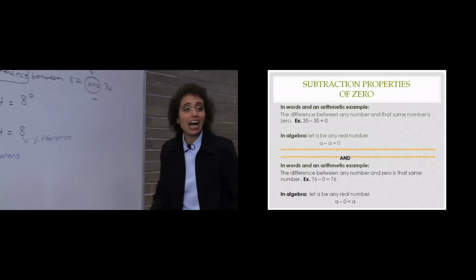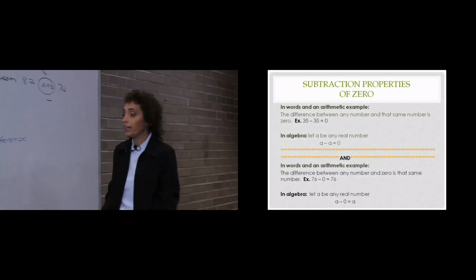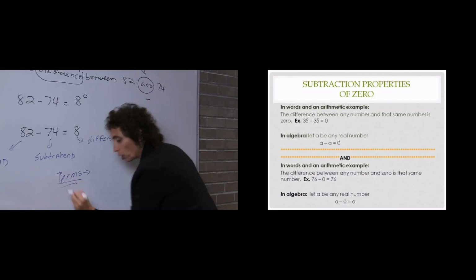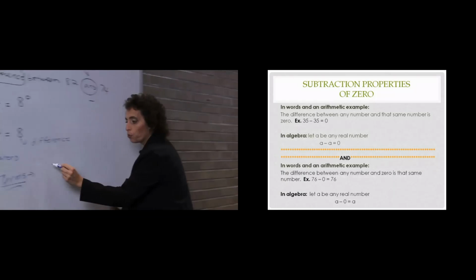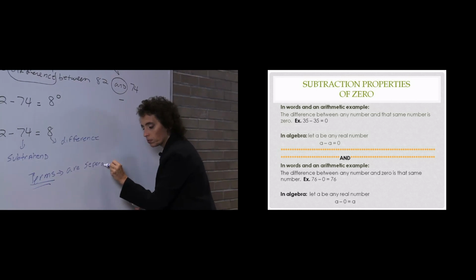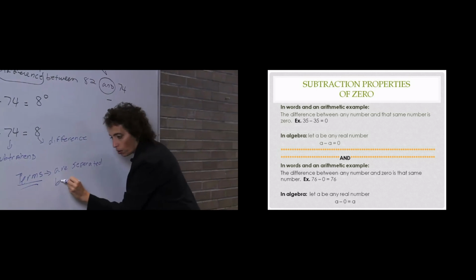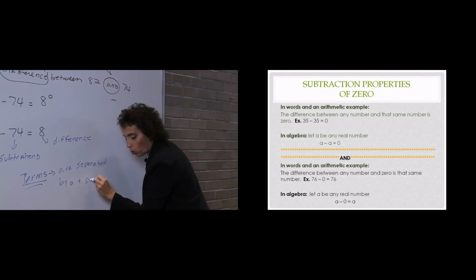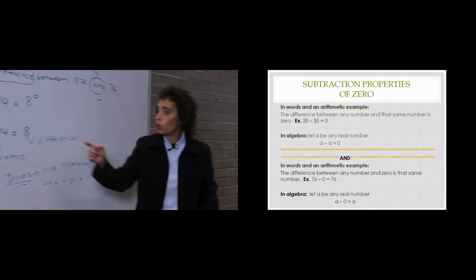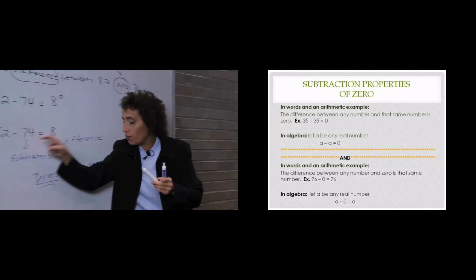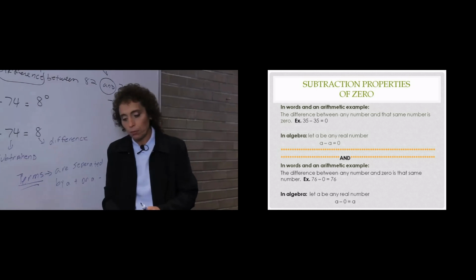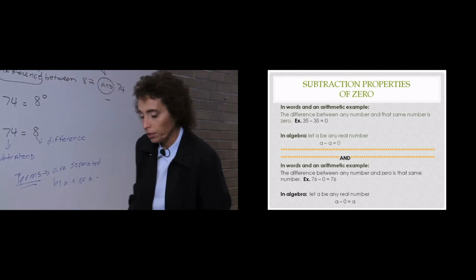Those words are nice. I really want to call them terms. Okay? Terms is a really important word in algebra, and terms are separated by a plus or a minus sign. And that's what's really important. So for me, I really want you to understand that 82 is a term, 74 is a term, and 8 is called a difference. That's what I want you to know about this problem. And that becomes really, really important.